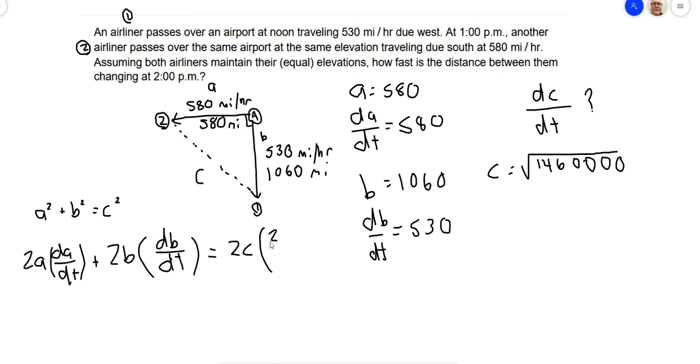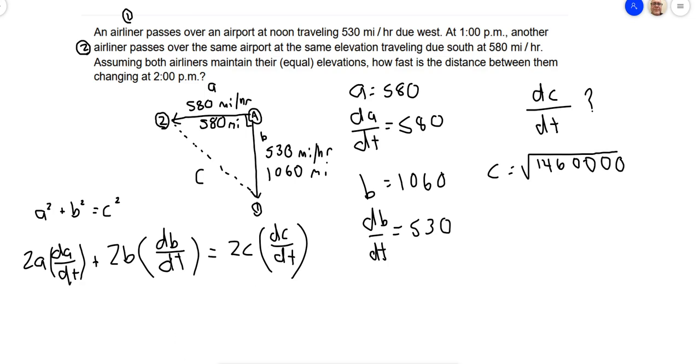And this last one here is 2c times dc over dt. Remember, we're using implicit differentiation, and we just took the derivative of everything with respect to time, so we have to put that extra part there. Now, it's really just filling everything in here and then solving for dc over dt.